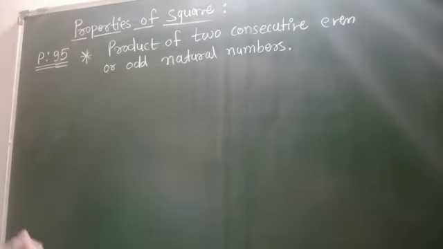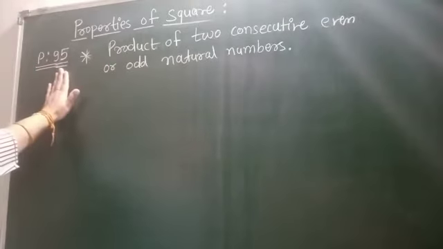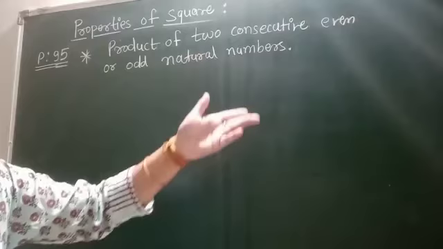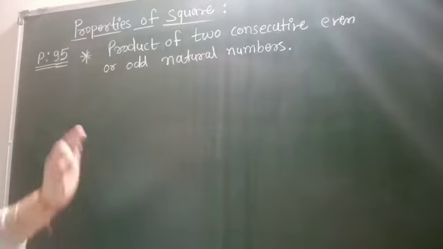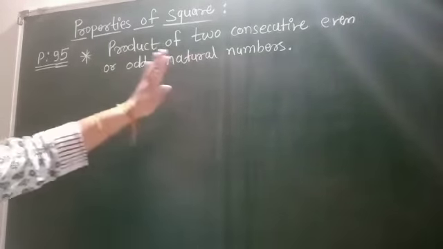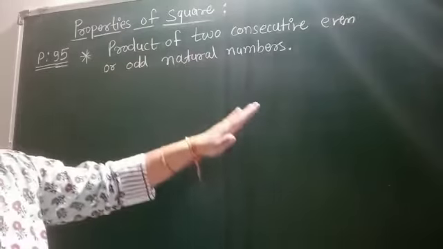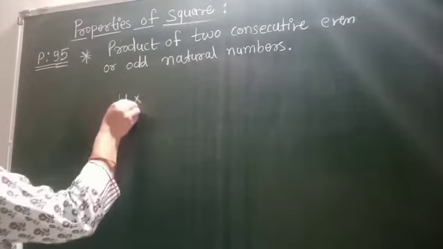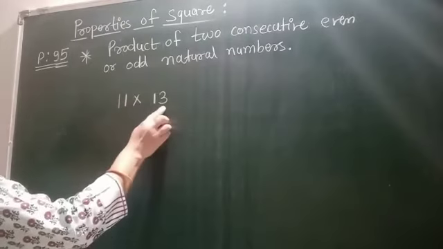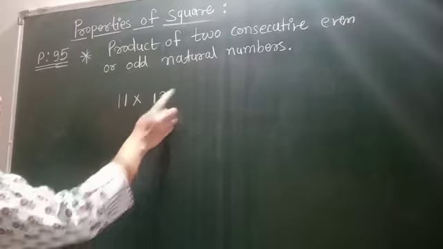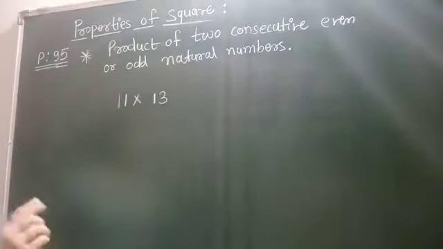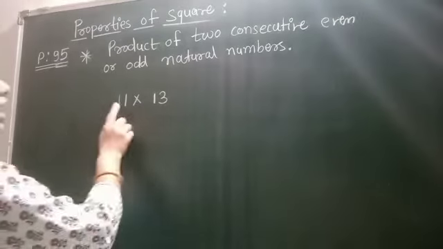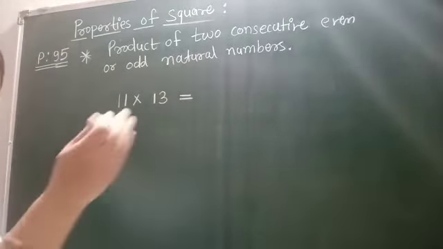The next important property, which is given on page number 95, is the product of two consecutive even or odd natural numbers. Okay student, how can we find the product of two consecutive even or odd natural numbers in the easiest way? Let's take one example, 11 into 13. I am taking odd numbers here. As we know, 11 and 13 are two consecutive odd natural numbers. After 11, which odd number will come? Yes, 13. And how can we find this product in an easy manner?